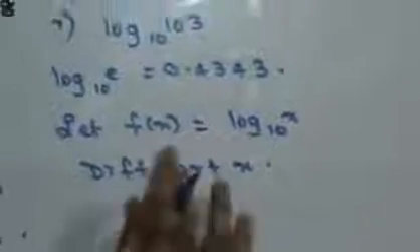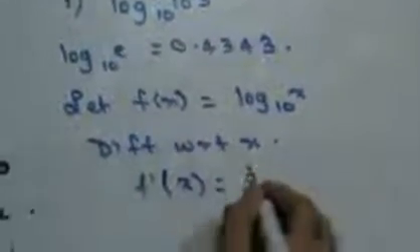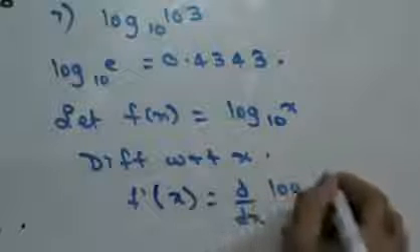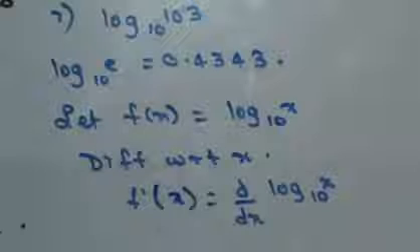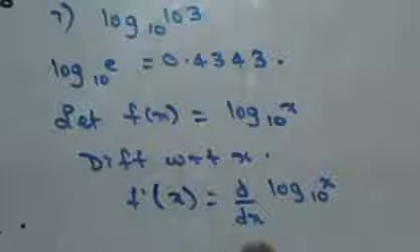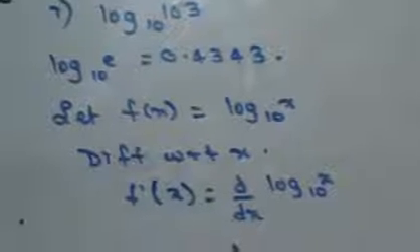Same method, let f of x be equal to log x to the base 10, differentiate with respect to x. So you will get f bar of x is d by dx of log x to the base 10. Now we do not have a formula for log x to the base 10. We have a formula for log x to the base e. So first thing I need to do is convert this. I'll use the change of base rule, so this can be written as d by dx of log x upon log 10. In both the cases the base will be e.